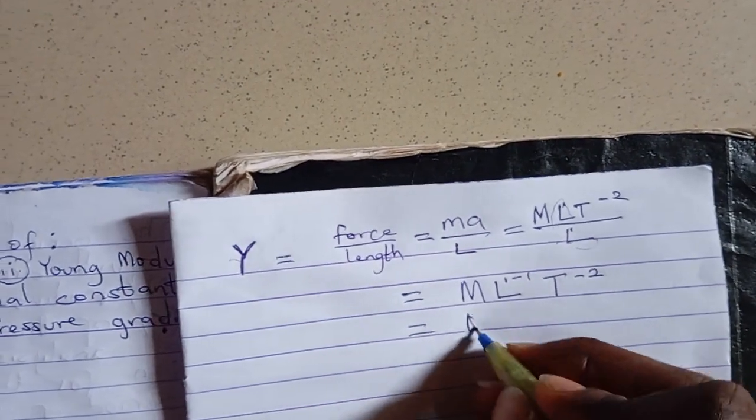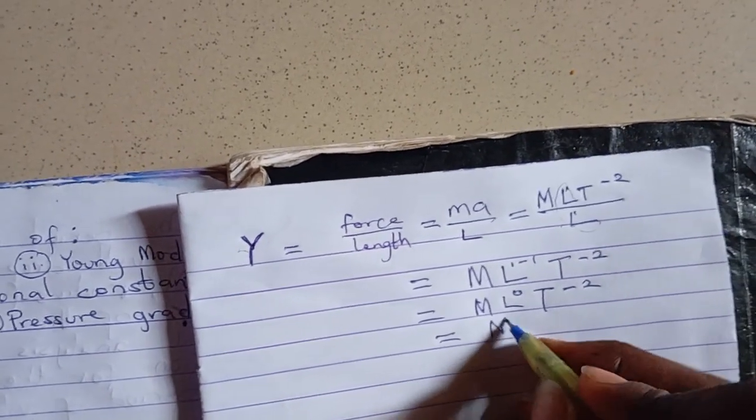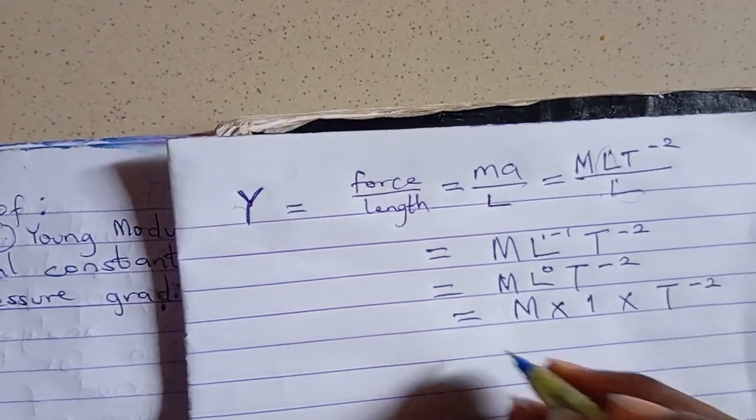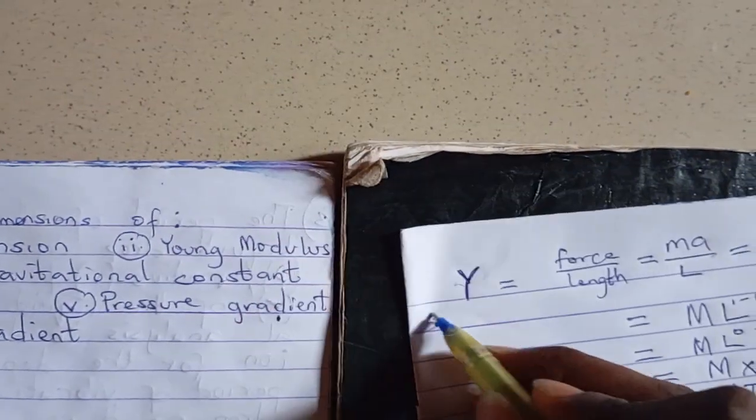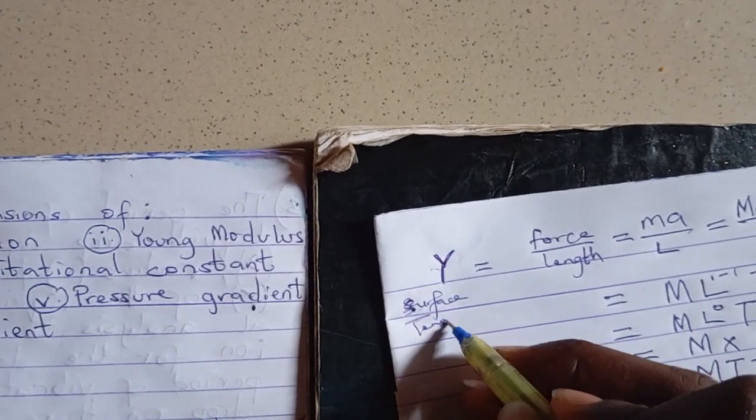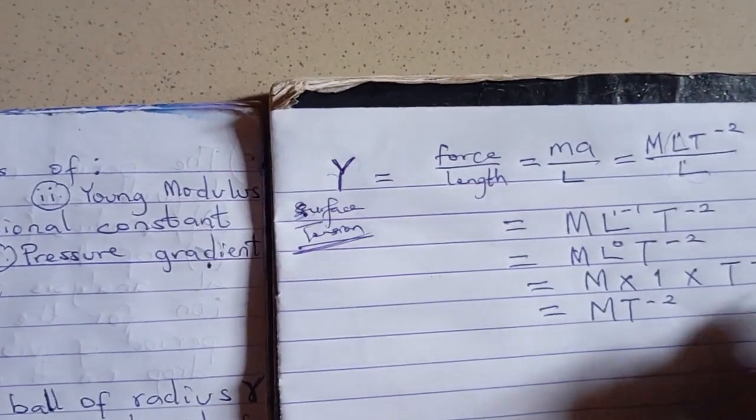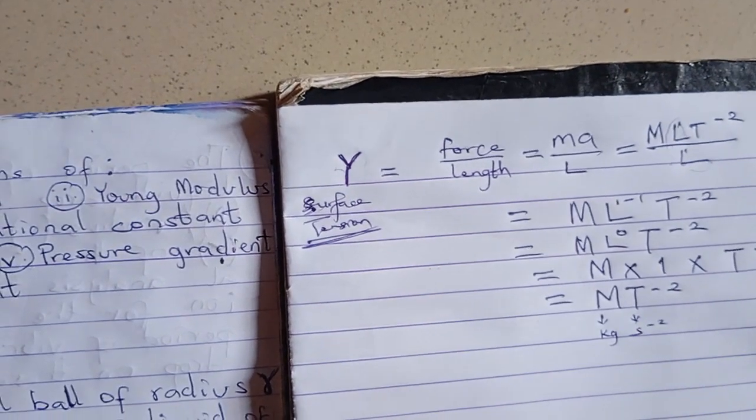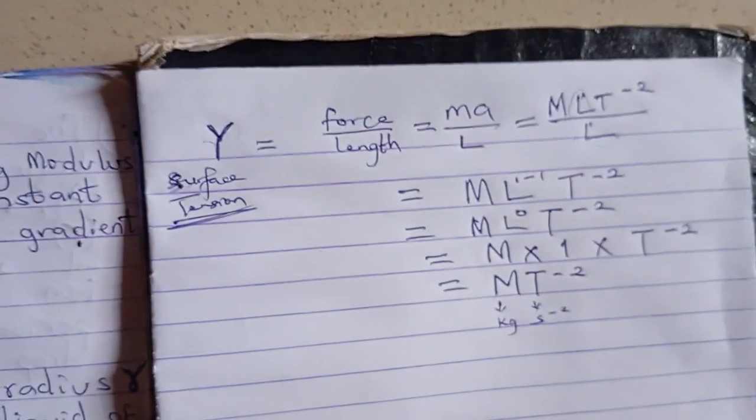So that this becomes ML^0 T^-2, which is the same thing as saying M times anything raised to 0 is 1, times 1 times T^-2, which is the same thing as MT^-2. So that is surface tension for you. The dimension of surface tension is simply MT^-2. And that means that the unit is, mass is kg, time is seconds raised to power minus 2. So the unit of surface tension is kilogram per square seconds.